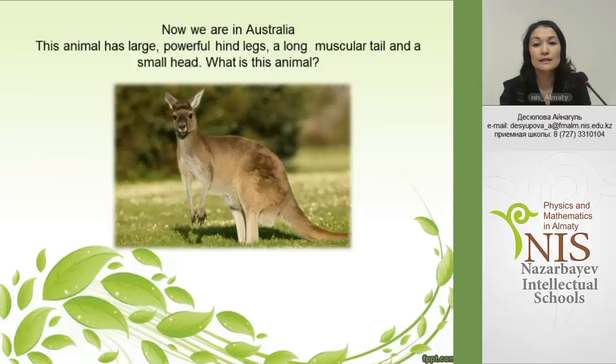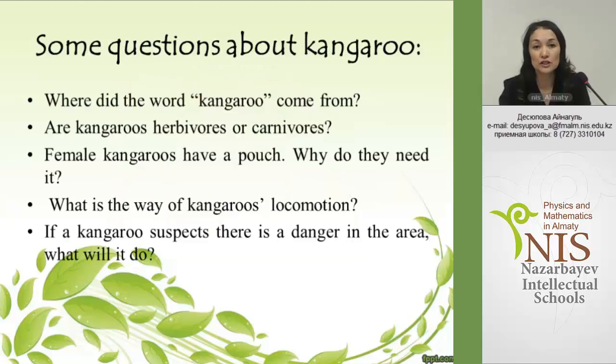To investigate kangaroo, I've prepared some questions. So let's have a look. The first is, where did the word kangaroo come from? Are kangaroos herbivores or carnivores? Female kangaroos have a pouch. Why did they need it? What is the way of kangaroos' locomotion? And the last one, if a kangaroo suspects there is a danger in the area, what will it do?